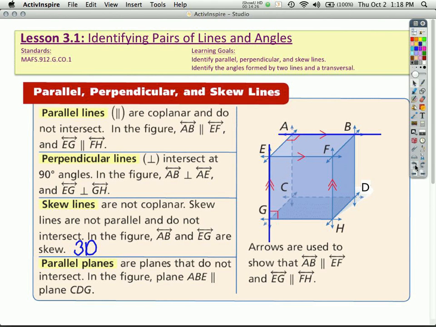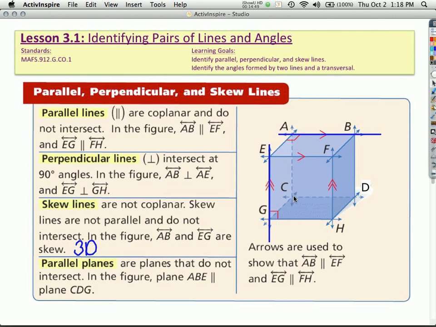And lastly, parallel planes. If you take the idea of parallel lines and extend it to the idea of a plane, you should be able to figure out that parallel planes are two planes that will never intersect. So we have indicated ABE and CDG. So ABE and CDG. Does anyone have any questions about the terminology?